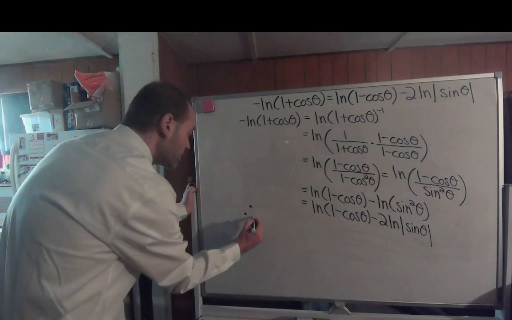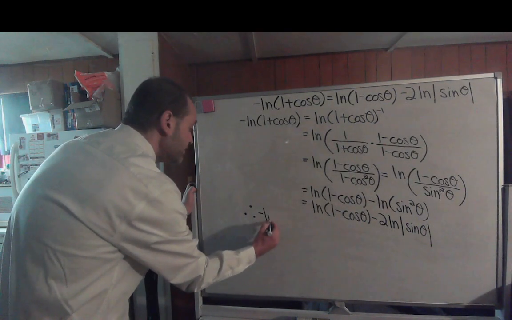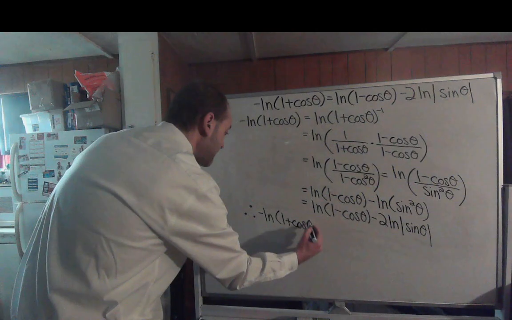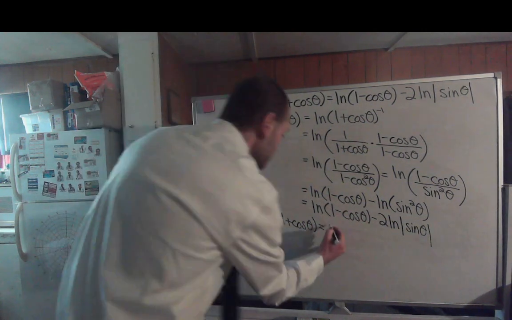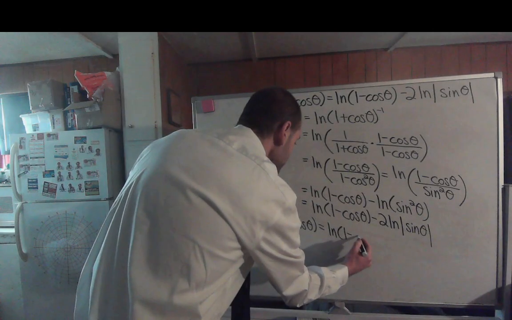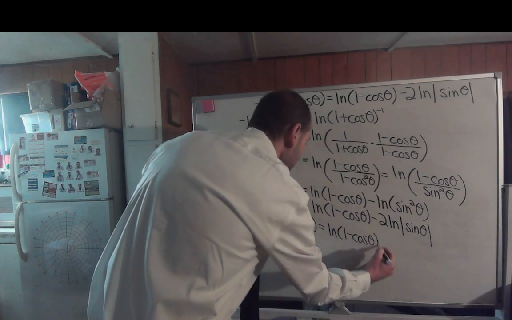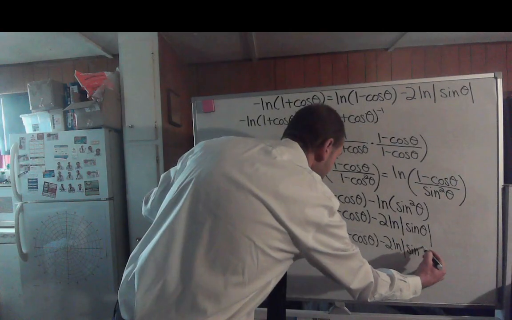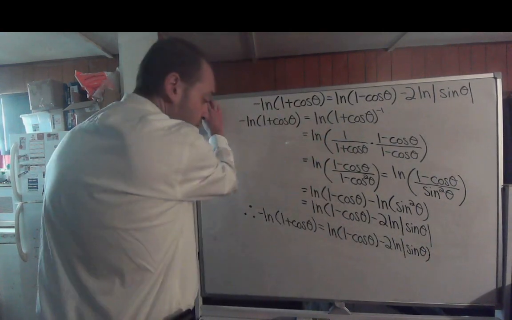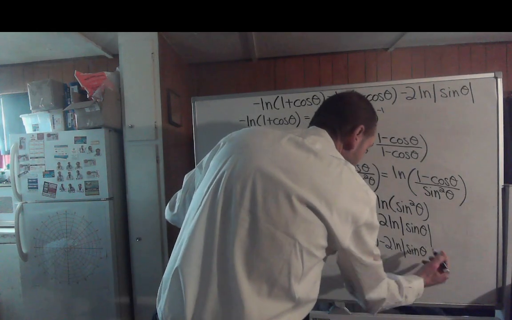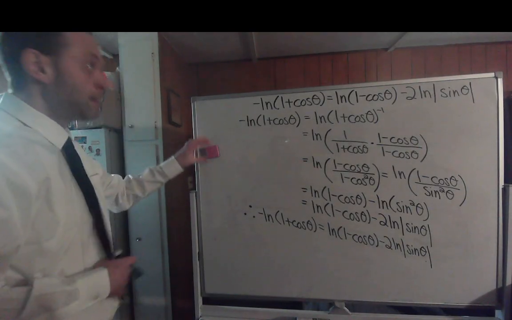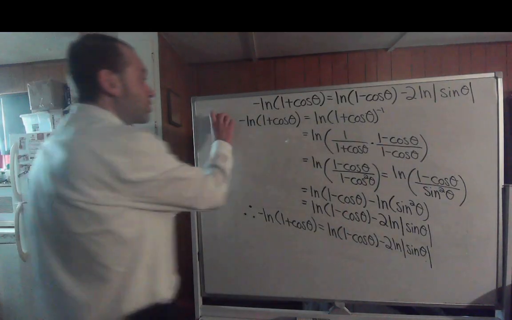So therefore, we can say that negative of the natural log of 1 plus the cosine of theta is equal to the natural log of 1 minus cosine of theta minus 2 times the natural log of the sine of theta. So yes, that one was probably a bit more of a doozy, but if you understand the properties of logs, that also helps you. I got one more of these, then we're going to move on to simplifying some expressions here.